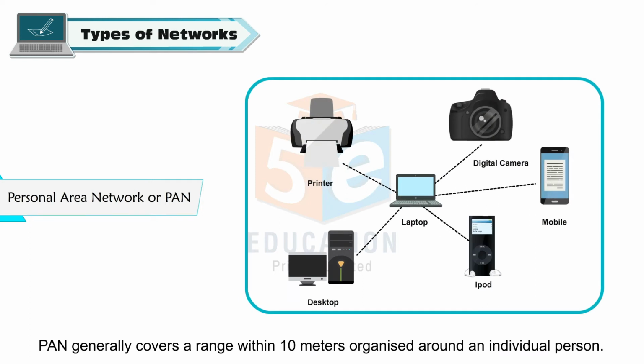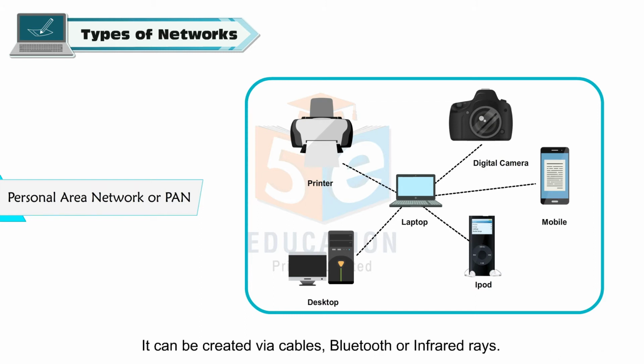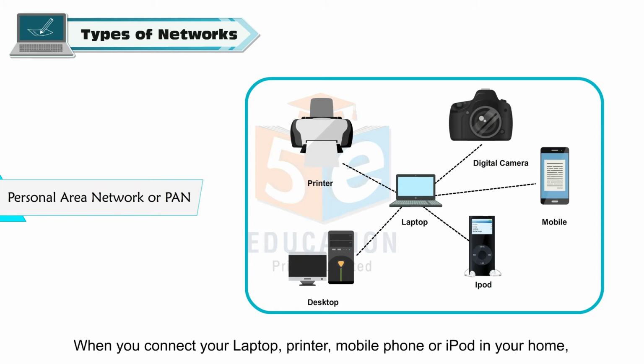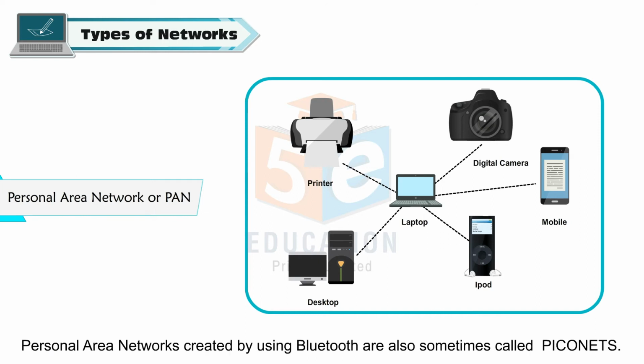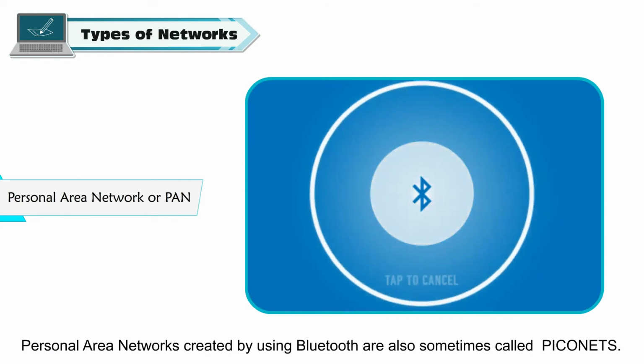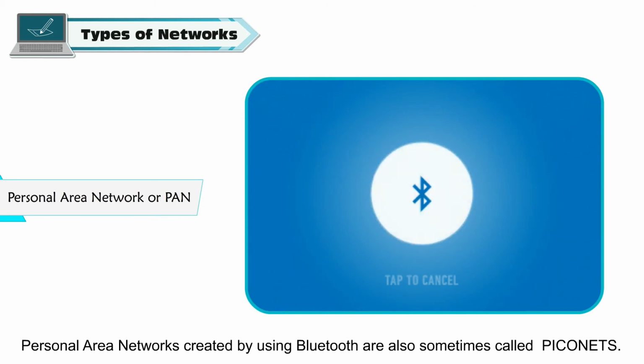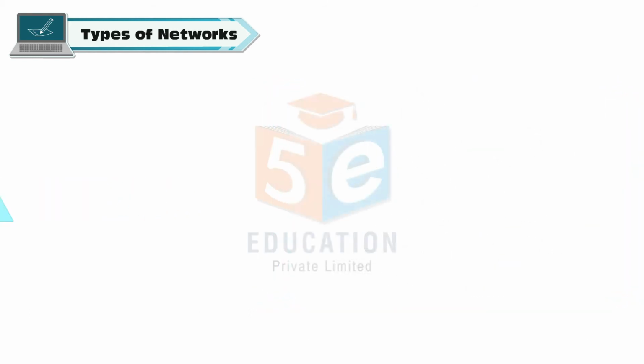PAN generally covers a range within 10 meters organized around an individual person. It can be created via cables, Bluetooth, or infrared rays. When you connect your laptop, printer, mobile phone, or iPod in your home, you are creating a PAN. Personal area networks created by using Bluetooth are also sometimes called piconets.